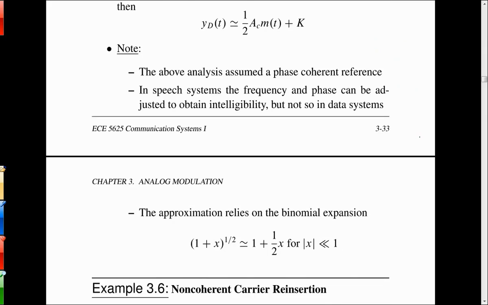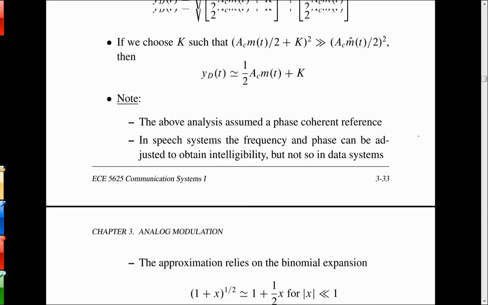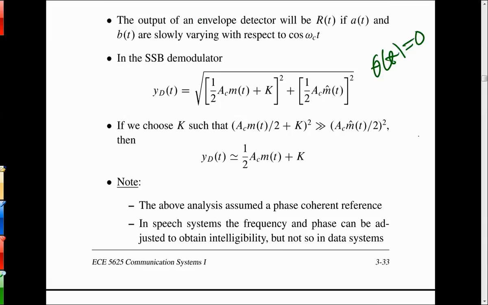The binomial expansion is this thing right here, though. 1 plus x to the 1/2 is approximately 1 plus 1/2 x when x is much less than 1. So the way we can get x much less than 1 is you make k large, and then you factor k out from inside this radical, and then you'll end up with a 1 over k sitting inside of this term. So that will become the small term, and then the large term will be this one over here in that binomial expansion.